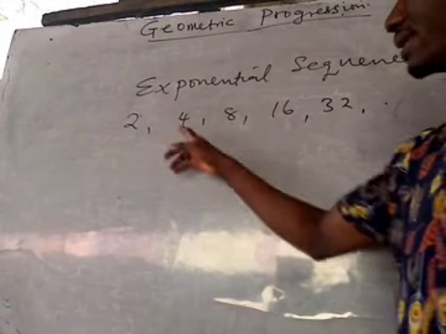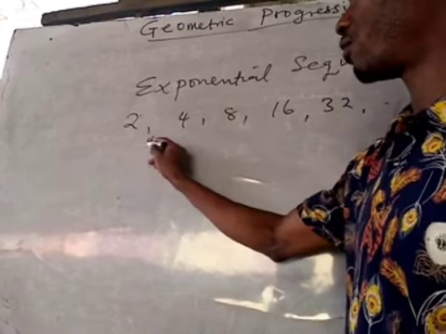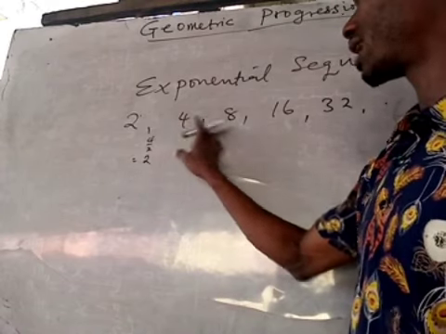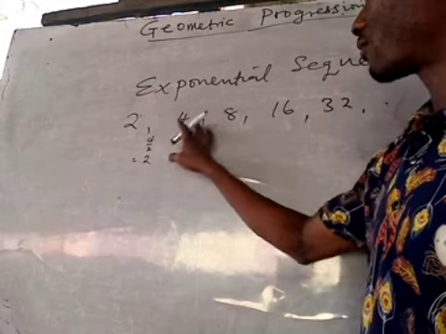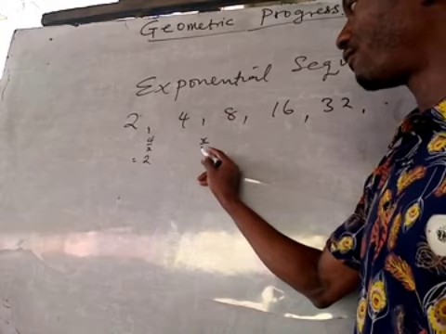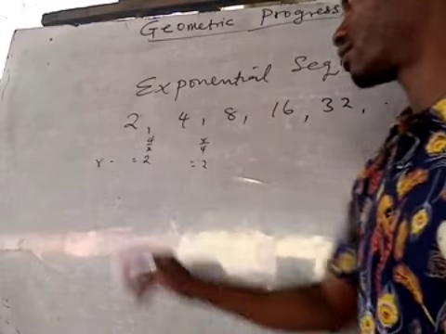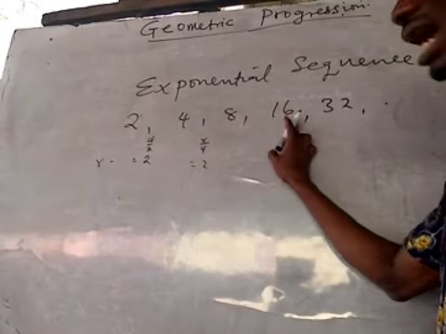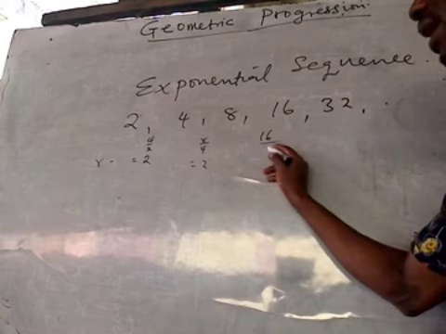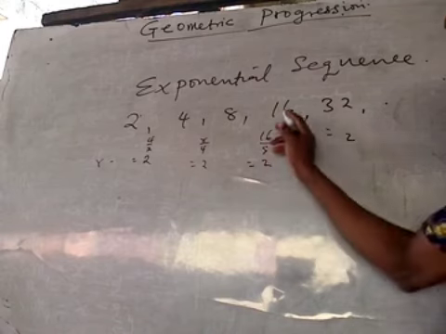then look at this: the ratio between 4 and 2 is 4 over 2, which gives us 2. Between the second term and the third term, we can compare these two terms using ratio or division, so 8 over 4 gives us 2. Let's call it R, the common ratio. In the same vein, 8 and 16 can be compared using division. 16 over 8 gives us 2. The same thing happens here; we also have 2 between these terms.